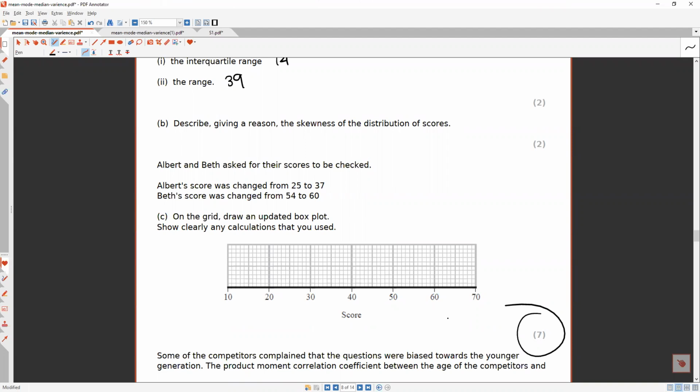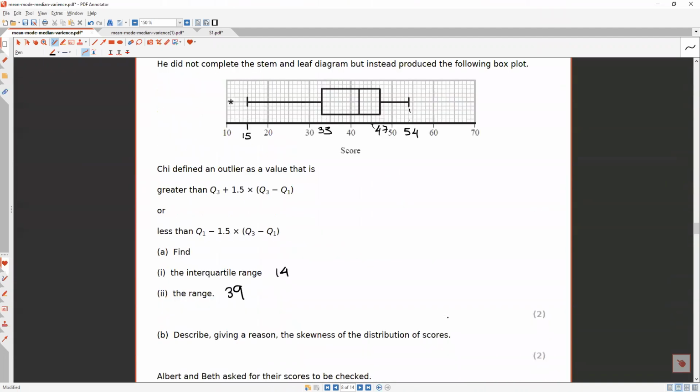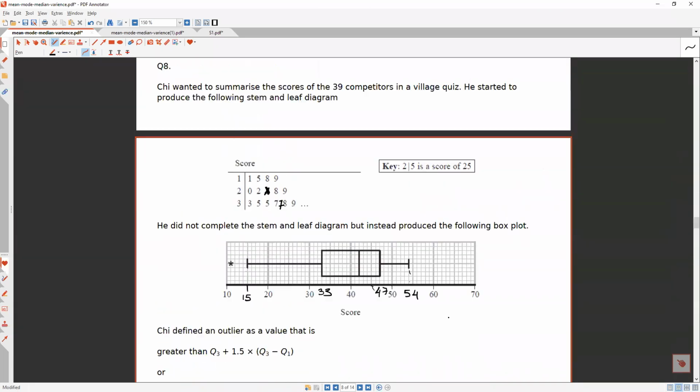Now let's see whether our Q1 and Q2 have changed. Okay, let's see. What was Q1 before? It was 33. So if Q1 is 33, how many people are there? 39. So do 39 divided by 4. I am finding the new Q1 now. 9.75.